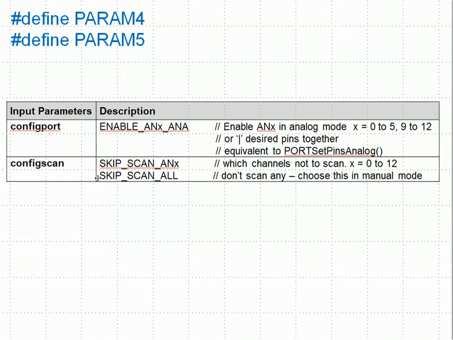This one, config scan, is a little strange. In manual mode, when you're asking for multiple channels, you don't say scan the 3 channels I want. You say skip scan, you skip or do not scan all the other channels. In manual mode, you just say don't scan any of them. This can be a little annoying, as we'll see a little later.